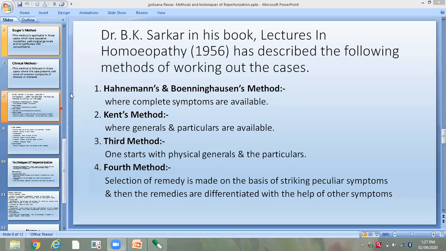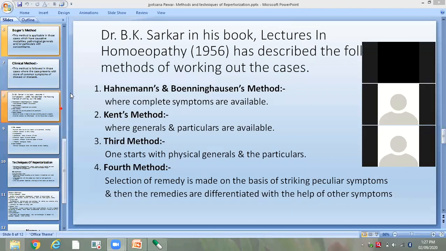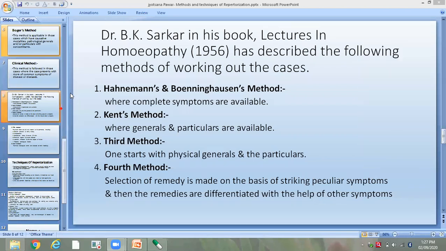PQRS, yes, PQRS symptom. This was the name for that characteristic symptom. The name PQRS symptom is given, or Dr. Hahnemann said the symptom is PQRS. According to Boenninghausen, he said that symptom is a concomitant symptom.